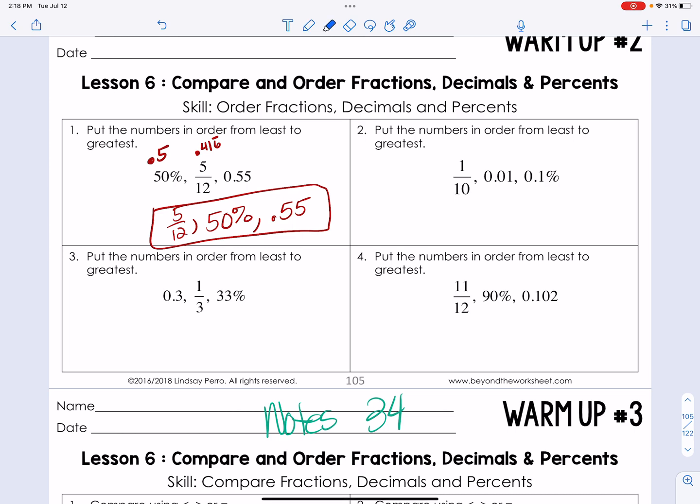So I would like you to pause the video and do 2, 3, and 4. Put them in order from least to greatest. Pause.